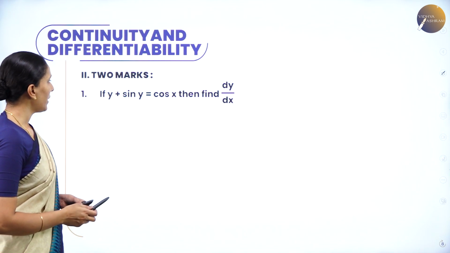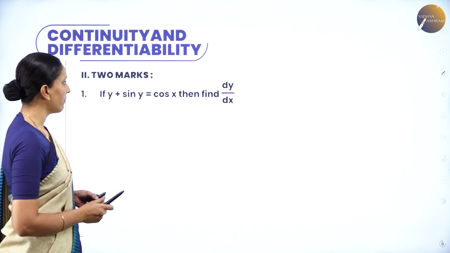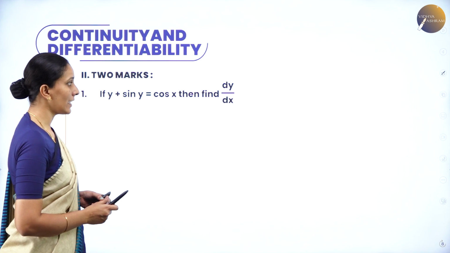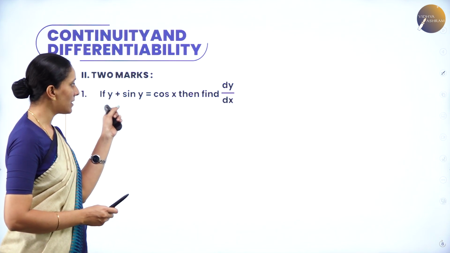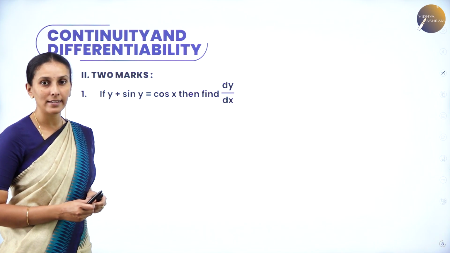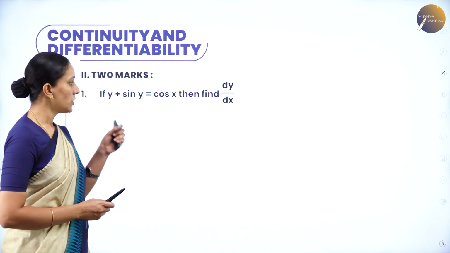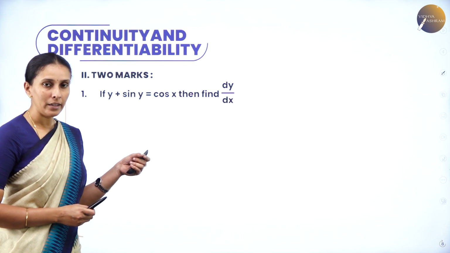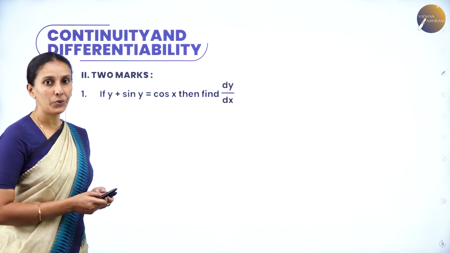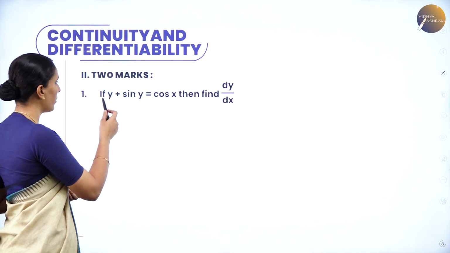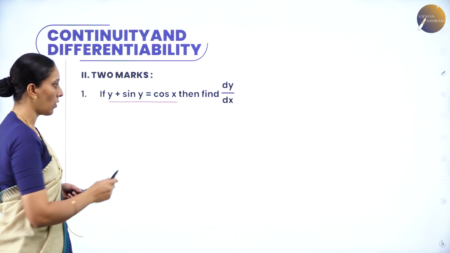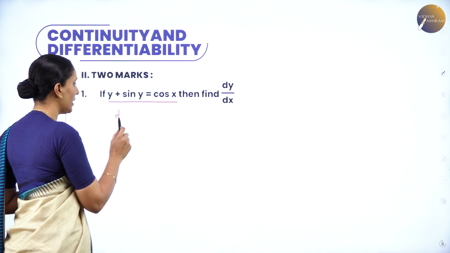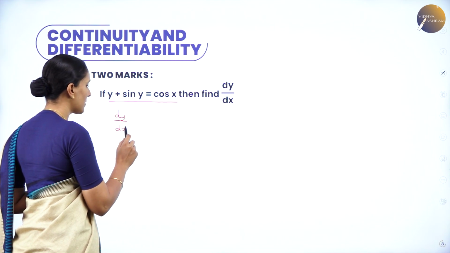So here we have a function y plus sine y is equal to cos x, then dy by dx. This is a function which contains both variables x and y. So this is an example of an implicit function. When we are deriving y with respect to x, we have to write dy by dx. So therefore here, if we consider this function y plus sine y is equal to cos x, the derivative of y is dy by dx.